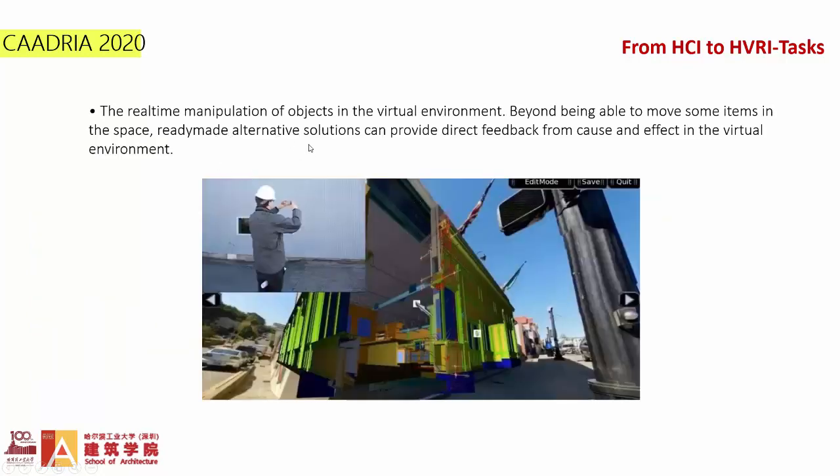And of course, the real-time manipulation of objects in the virtual environment is not just static and not just moving objects around, but through data and direct feedback, and even maybe machine learning. The virtual reality models can provide cause and effect to give a better understanding of what is going to happen, or even simulate various environments while you are immersed in them.